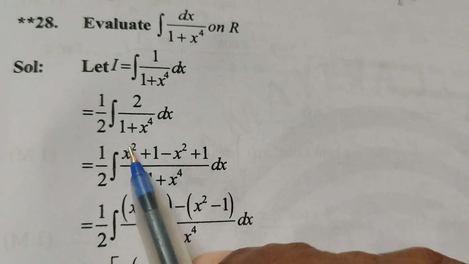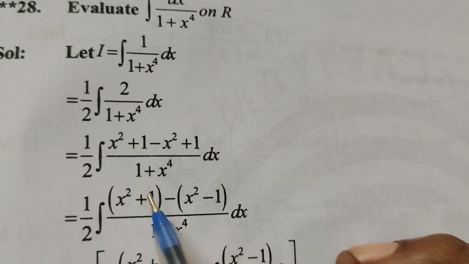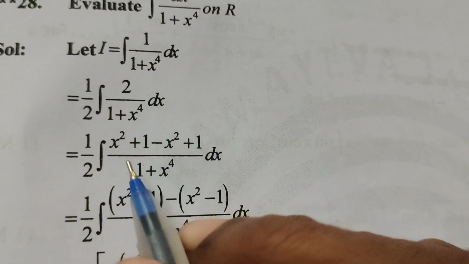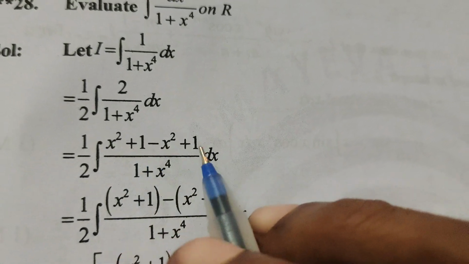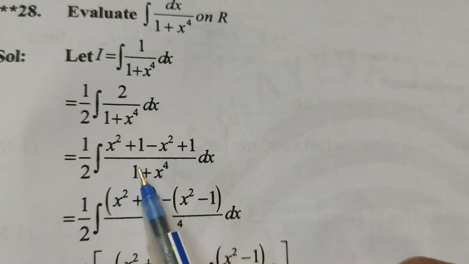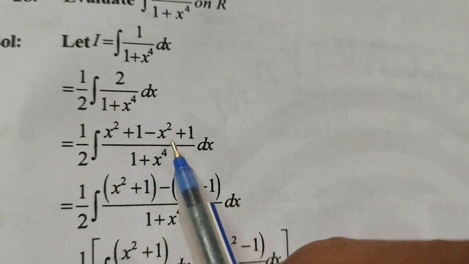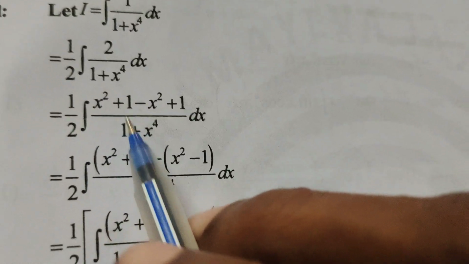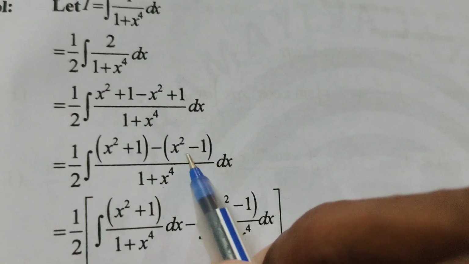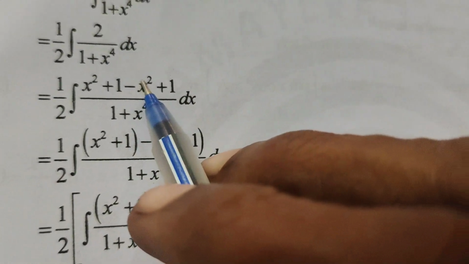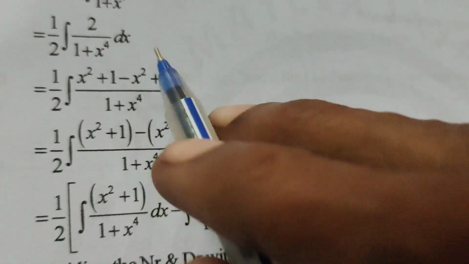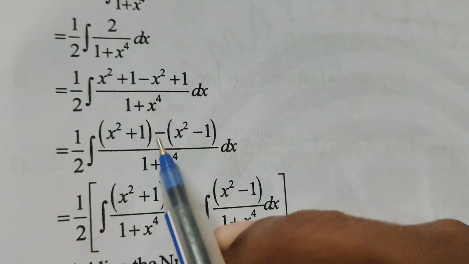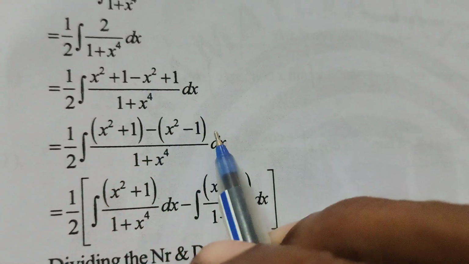1 by 2 into the integral of, in the numerator, write 1 plus 1, and in this 2, add plus x square and minus x square. Now 1 by 2 into x square plus 1 minus of x square minus 1. Again we get the same result, minus x square plus 1. Splitting up the numerator: x square plus 1 minus of x square minus 1, over 1 plus x to the power 4, dx.